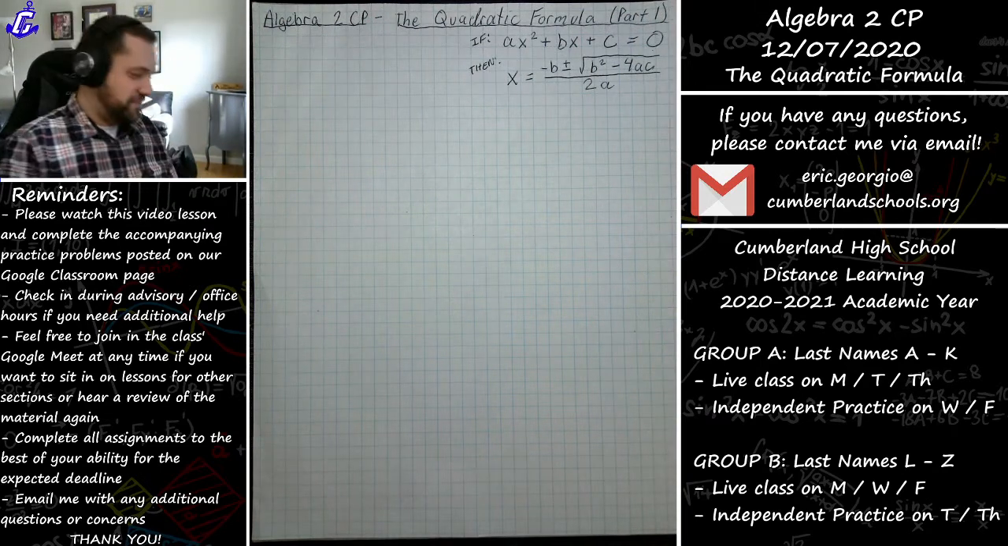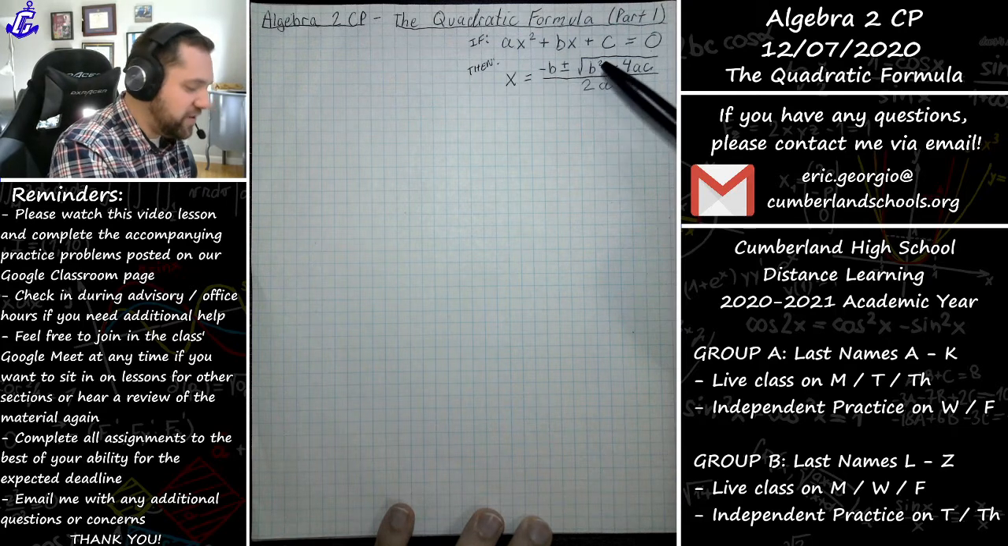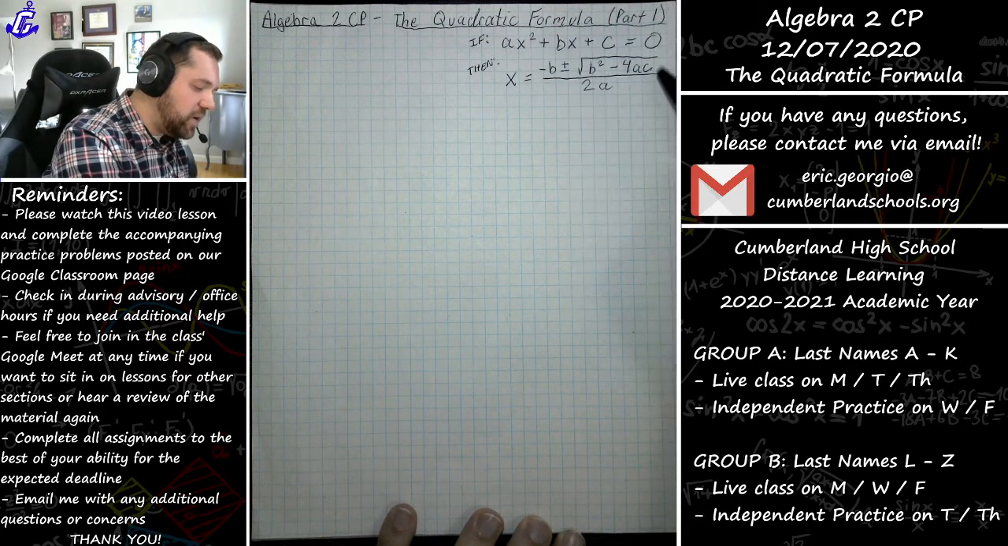Ready? X equals negative b plus or minus the square root of b squared minus 4ac all over 2a.